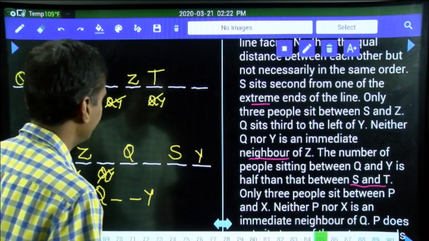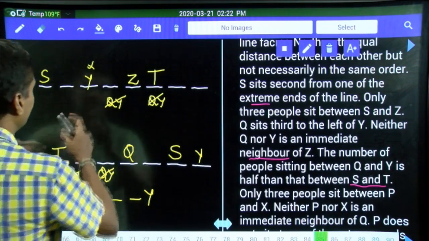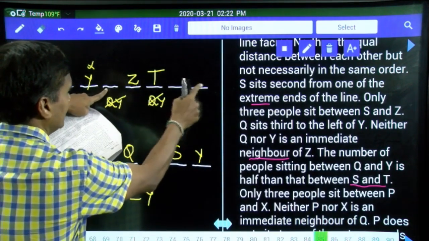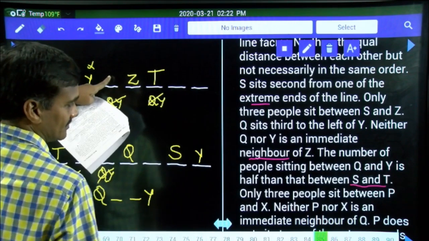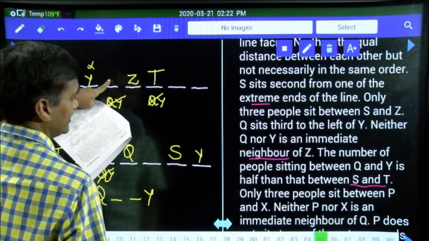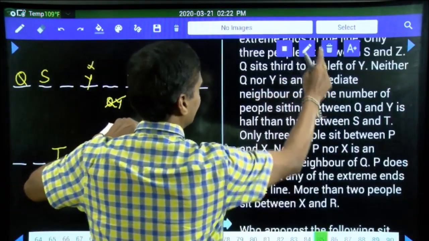Only 3 people between P and X. 3 people between P and X. If P or X is here, then 1, 2, 3 and the other should be here, which is not possible. P here, then 1, 2, 3, X. P and X must be in these 2 places. Neither P nor X is an immediate neighbor of Q. And P does not sit at any one of the extremes.